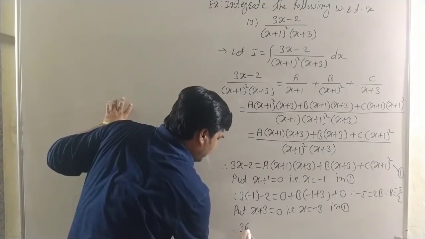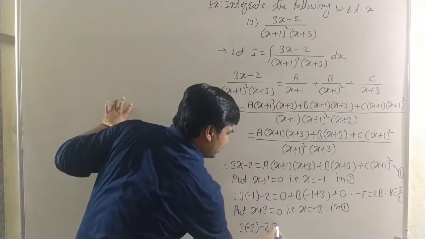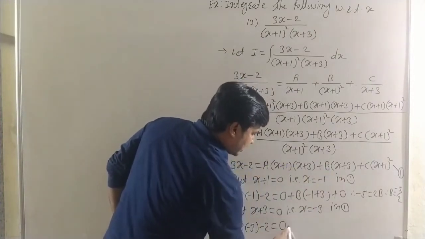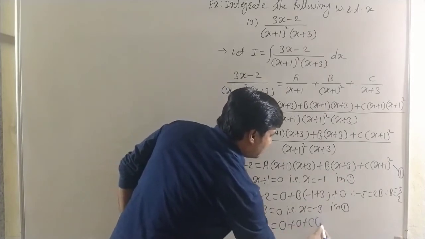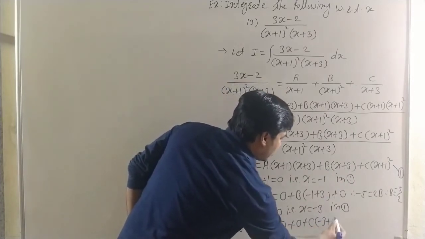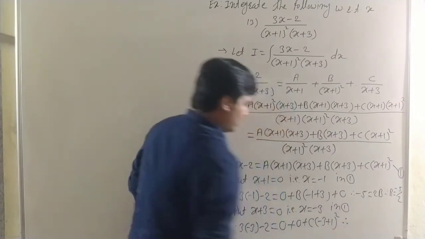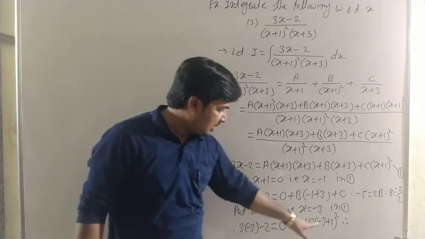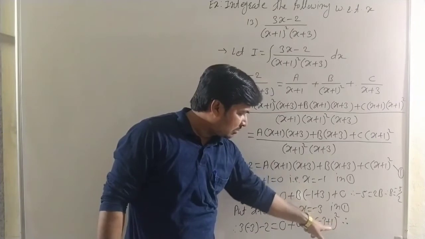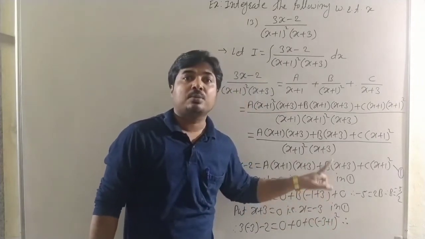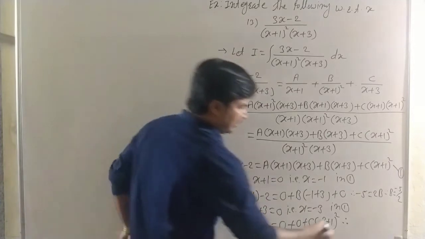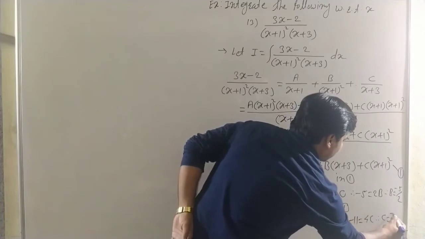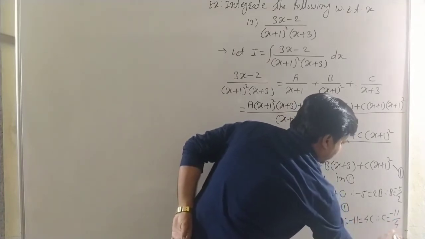It is 3 into minus 3 minus 2 is equal to, when we put x plus 3 equal to 0, the first term will be 0, the second term is also 0, and plus c into minus 3 plus 1 whole square. See carefully, it is minus 9 and minus 2, it is minus 11, and here minus 3 plus 1 is minus 2, and minus 2 square is 4. That means 4c is equal to minus 11, and therefore c is equal to minus 11 by 4, it is the value of c.